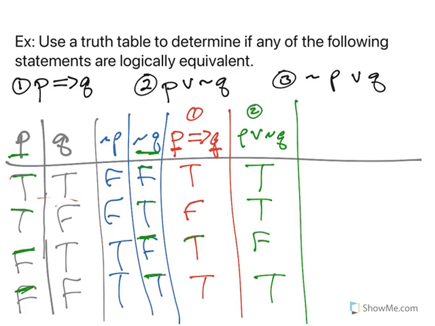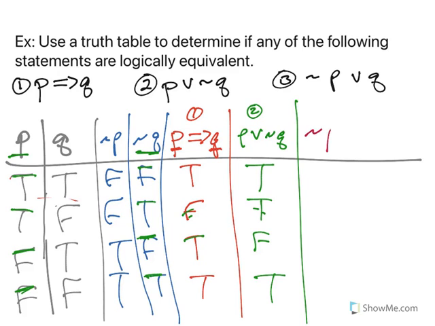Okay, now comparing these two, 1 and 2, these are not logically equivalent because I have trues, then a false, true here, not logically equivalent. So I know 1 and 2 don't work. All right, let's go ahead and go to number 3.